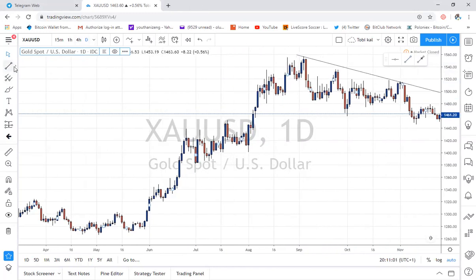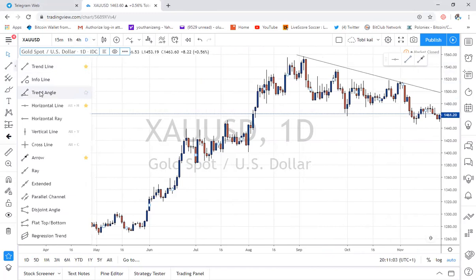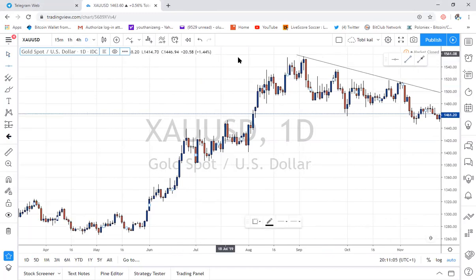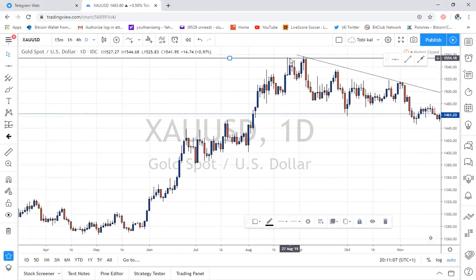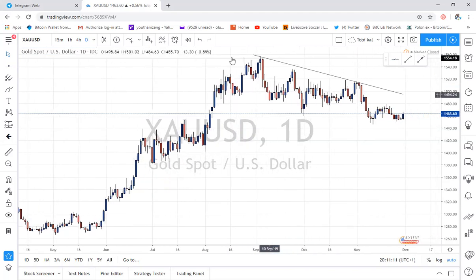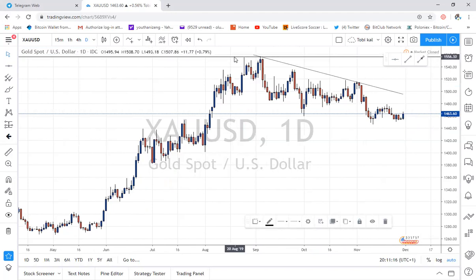You will see how I'll use my trend line and my horizontal line at the same time to be able to mark out my strong zones. That is, the zones of importance to me in the course of the trade. Look at this right here. This is for us a double top.